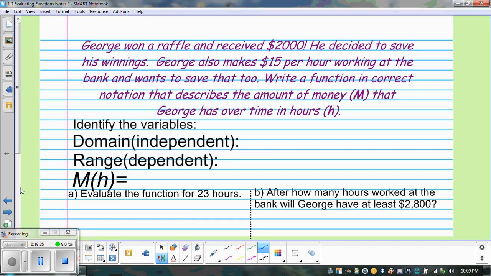Okay, last question. We're going to look at George, who has won a raffle. He has received $2,000. He has decided to go ahead and save his money. He also wants to earn more, so he's going to make $15 per hour working at the bank and save that as well. We're going to write a function in the correct notation that describes the amount of money, M, that George has in terms of time.